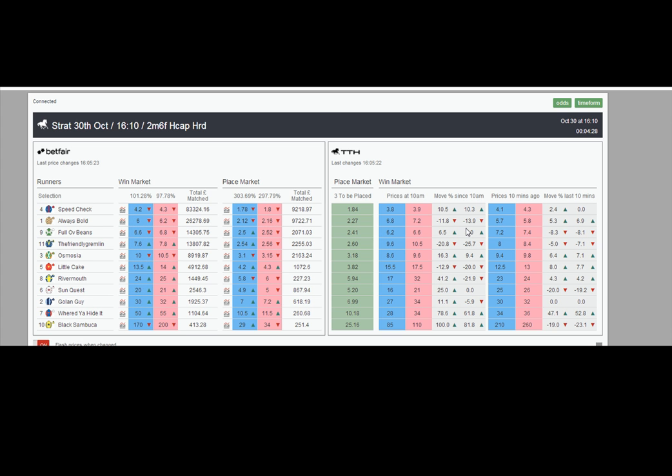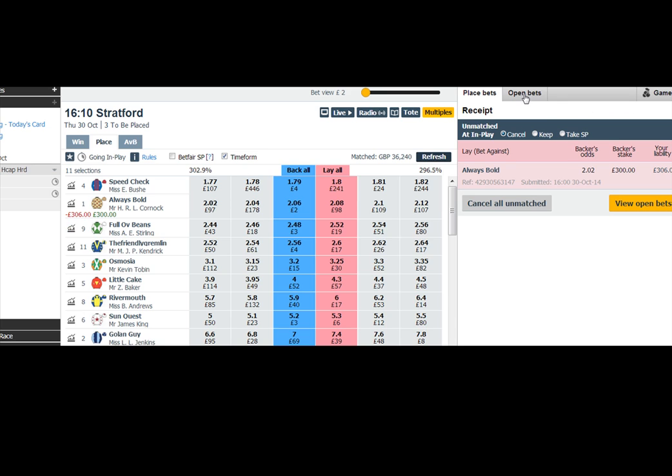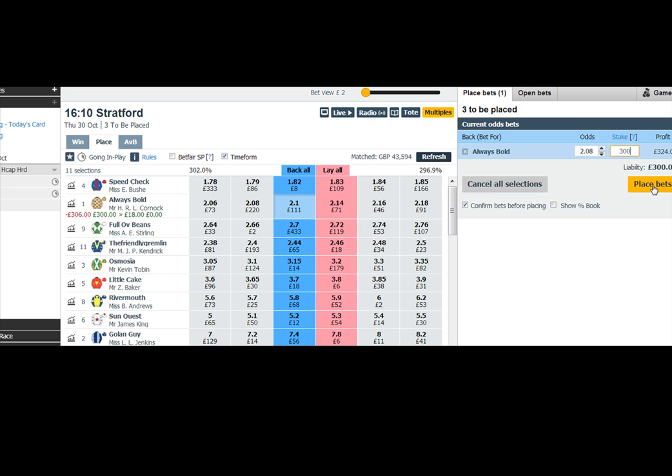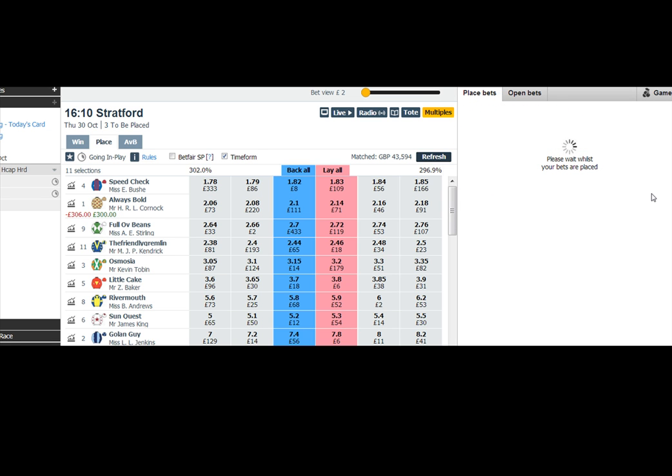We can see that the move since 10 AM, the price has actually dropped, but in the last 10 minutes it's actually drifted a fair bit. And now the place market is following. Our prices spot misalignments in exactly the same way that the pre-match trading tool does for football. We're just going to go back and forth from the Betfair screen as well. Time to take a little bit of profit.